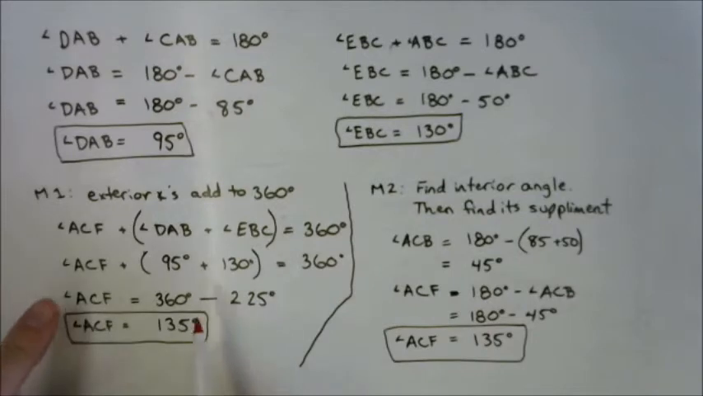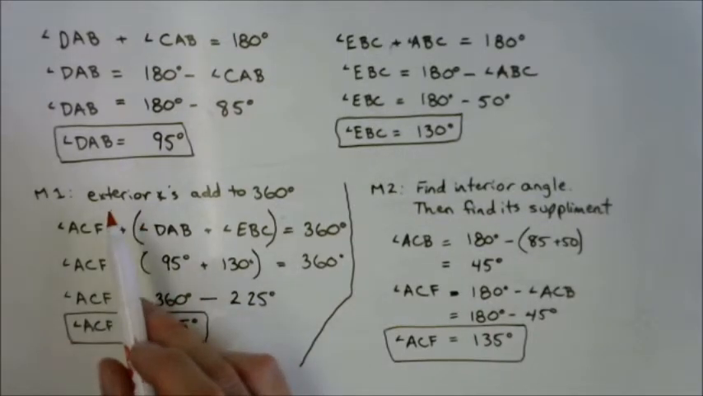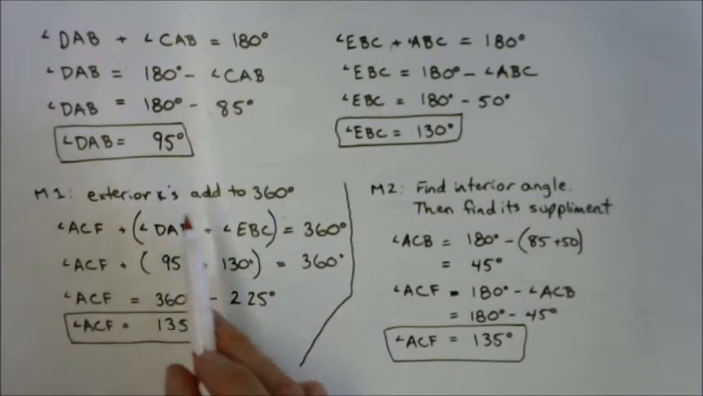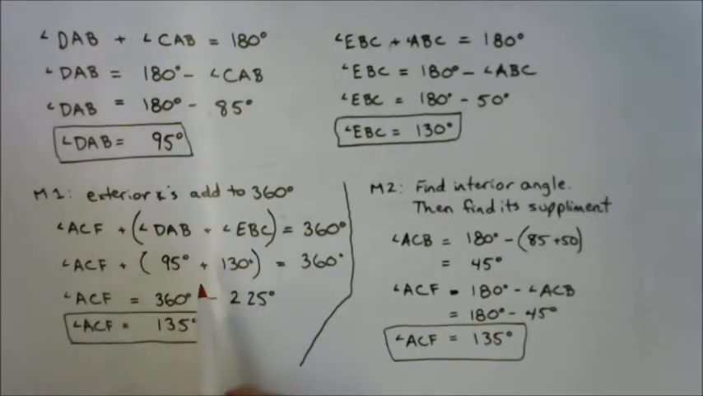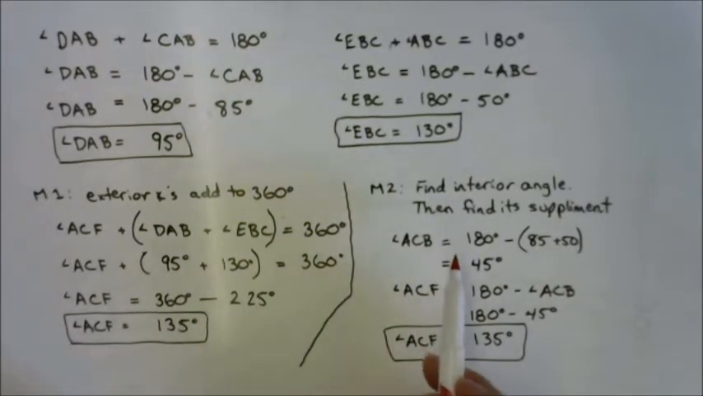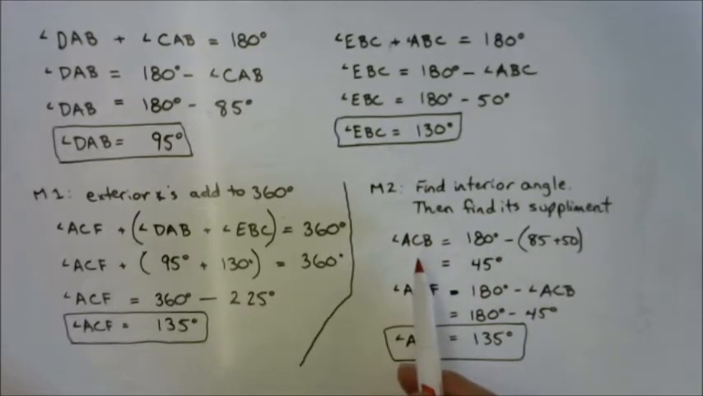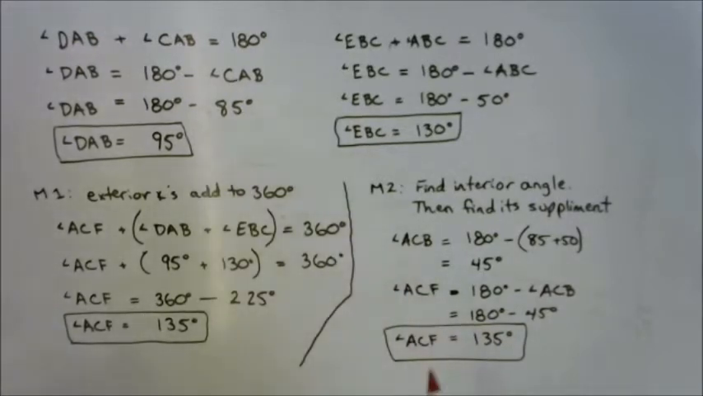Okay? This method 1 was really only one major step. Exterior angles need to add to 360, and I already know my other two exterior angles. Method 2 was 2 steps, but it didn't make it harder really, because it's smaller numbers and it's something you're more familiar with, dealing with the interior angles. Okay, so you can choose which strategy you'd like to use. You'll get the same answer both ways.